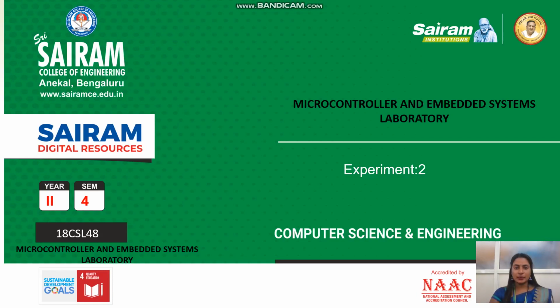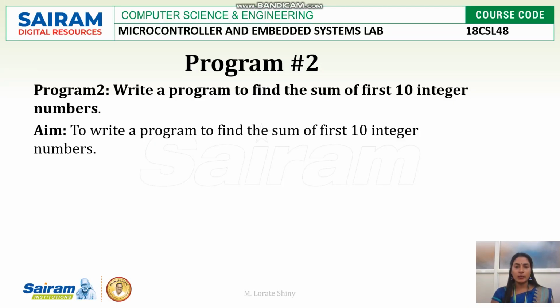Hi students, in this video I am going to explain experiment 2 of the microcontroller and embedded system laboratory. The question is, write a program to find the sum of the first 10 integer numbers. The first 10 integer numbers are 1 to 10. So when we add all the 10 numbers, we will get the decimal value 55. The corresponding hexadecimal value is 37H.